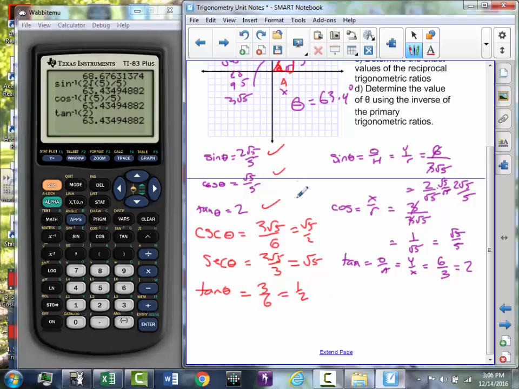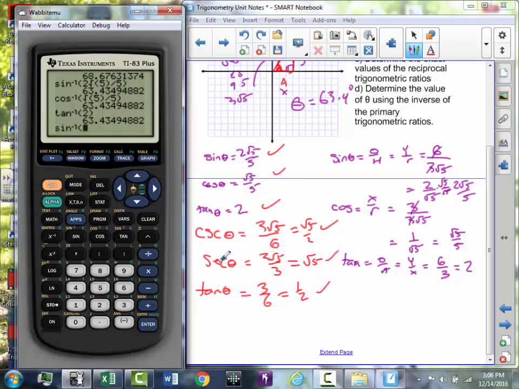Any one of these things right here, if you inversed them on a calculator, should give you the same angle. Having all of them is completely unnecessary though, right? You just pick one of them. So far so good?